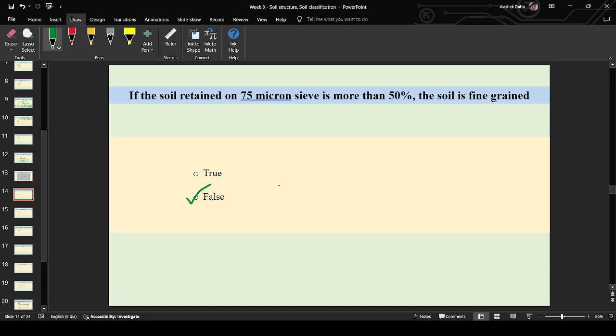If the soil has more than 50% of its sample with particle size more than 75 micron, then it is a coarse grained soil.